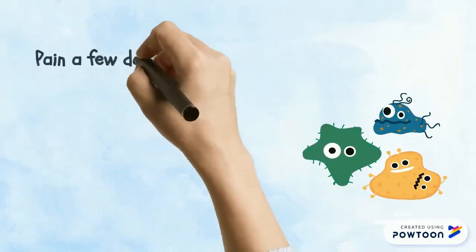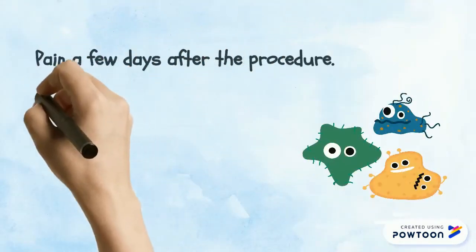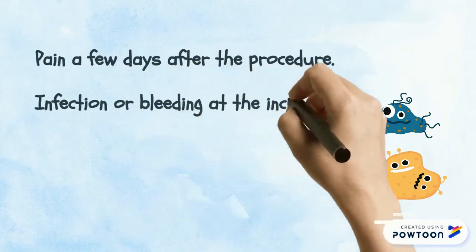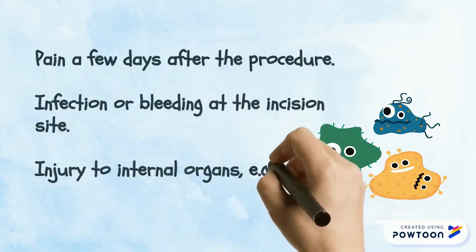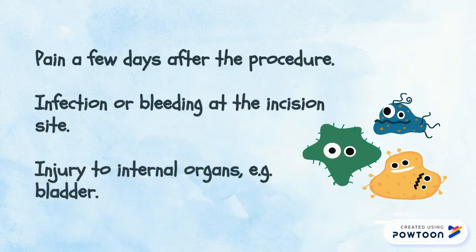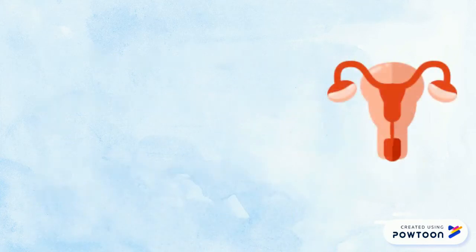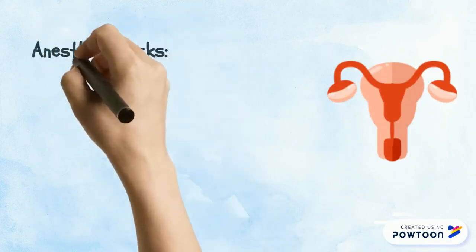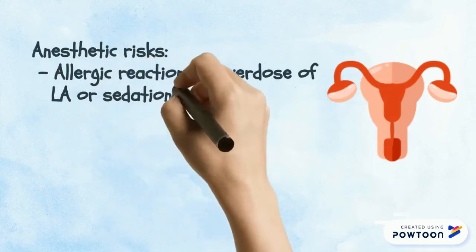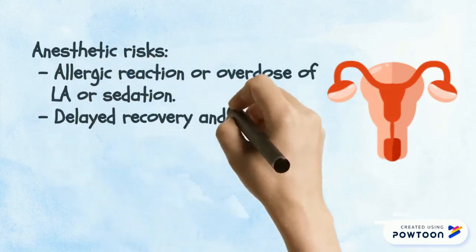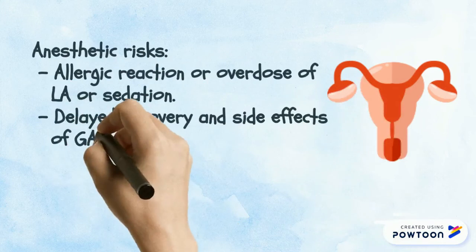There will be pain for a few days after the procedure, and there is a risk of infection or bleeding at the incision site if it does not have proper care. Other internal organs may also be injured during the procedure. Some anesthetic risks, such as allergic reaction or overdose of local anesthesia or sedation, may occur. Other than that, the reversal surgery is difficult and expensive.